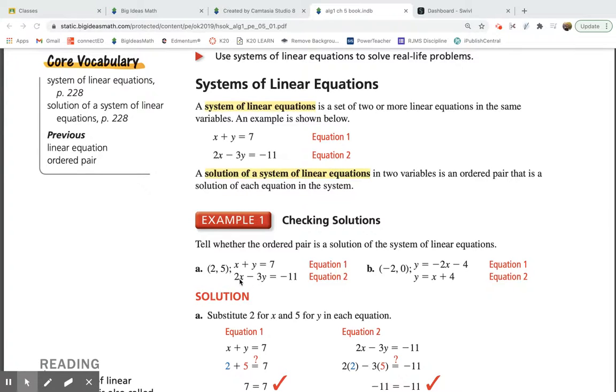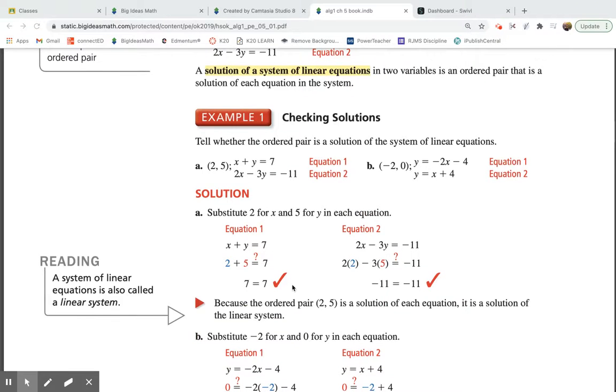This first example will make sense once we try one. It says, tell whether the ordered pair is a solution of the system of linear equations. The point is (2, 5), and they give us two equations. So we just plug those in. Plug 2 in for x, plug 5 in for y. 2 plus 5 equals 7, so it works for that one. On this one, 2 times 2 is 4, minus 3 times 5 is 15. So 4 minus 15 is negative 11. Since it worked for both of those, it's a solution of the linear system.